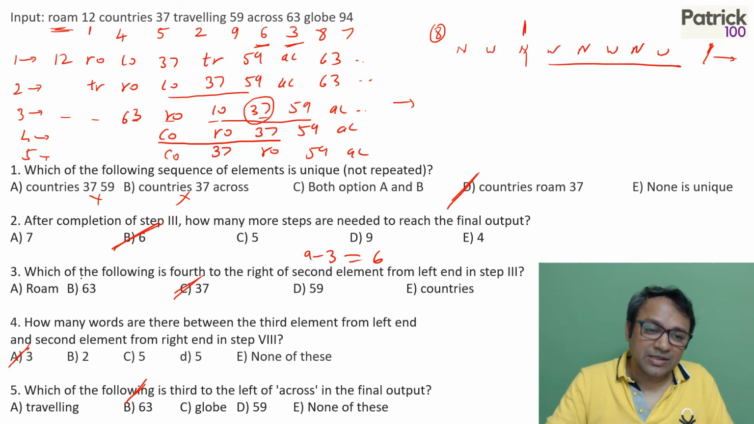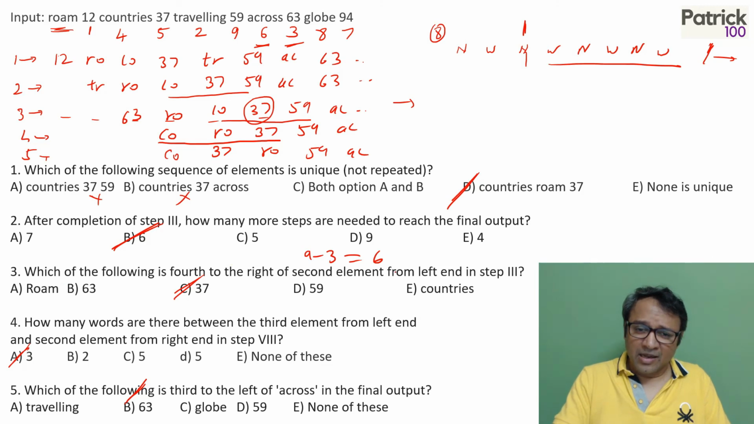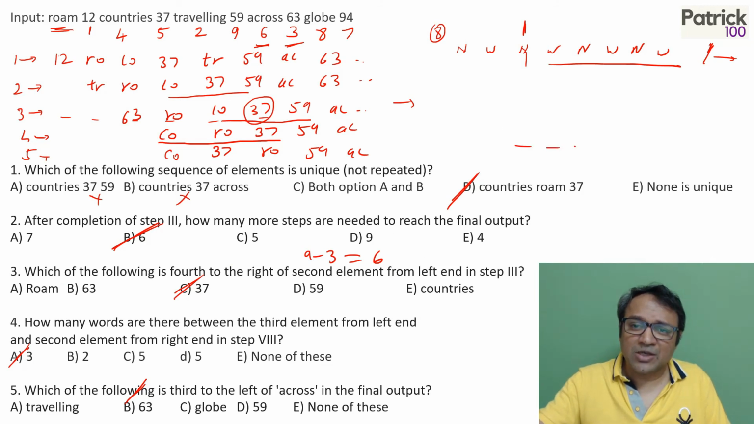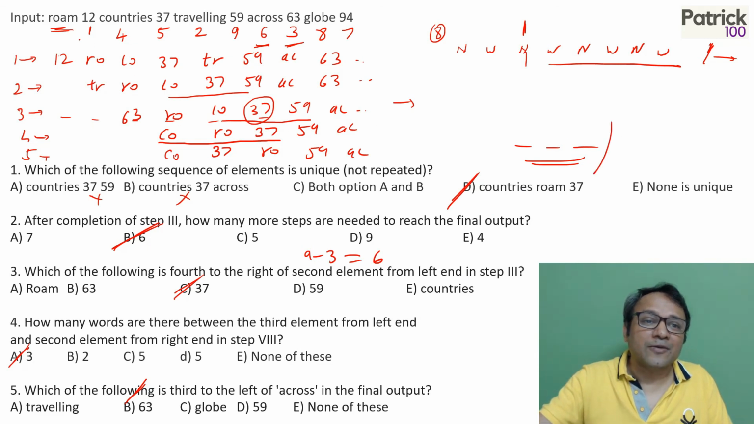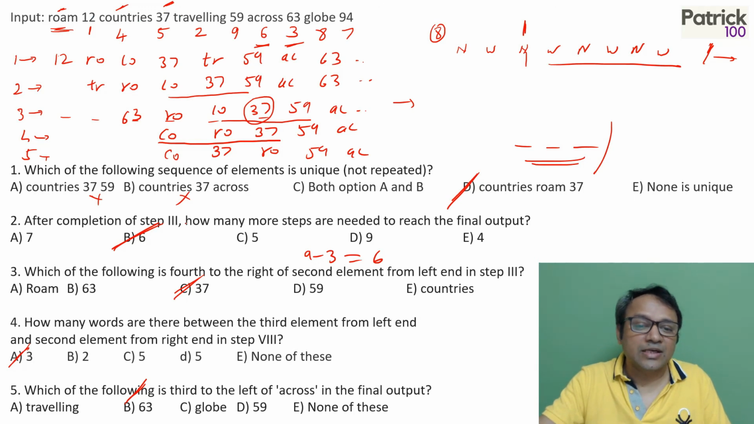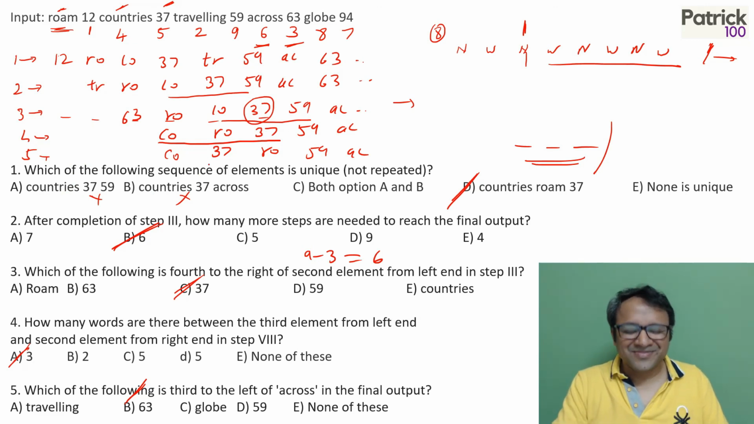For example, let me just take the third sum: which is fourth to the right of second element from left. In step 3, 3 elements are already arranged. So what will come after that? One will be Rome, countries, and 37. Fourth, fifth, sixth element. So three elements already arranged in step 3. So fourth, fifth, sixth, because 12 is already arranged. So Rome will be fourth, countries will be fifth, and 37 will be sixth if you look at the original statement. So that is the 37. You can mark the answer the same way. And similarly, you can solve all these steps, even the first one, and you can get the answer. Thank you.